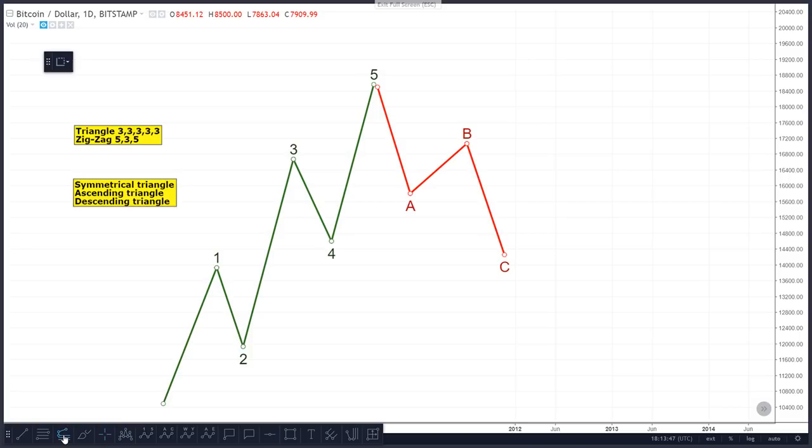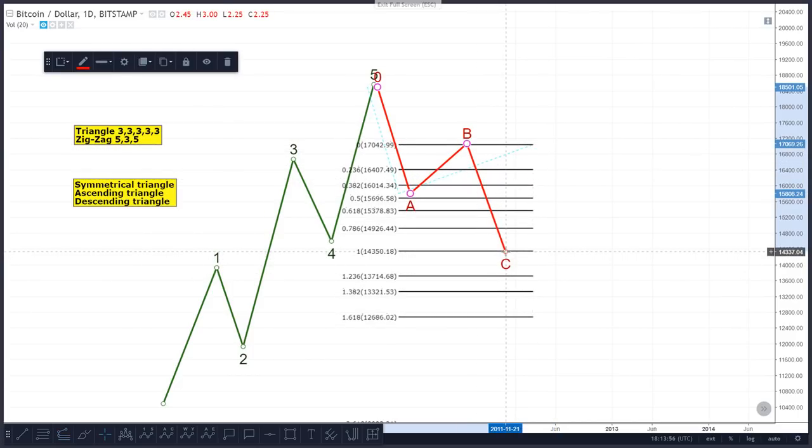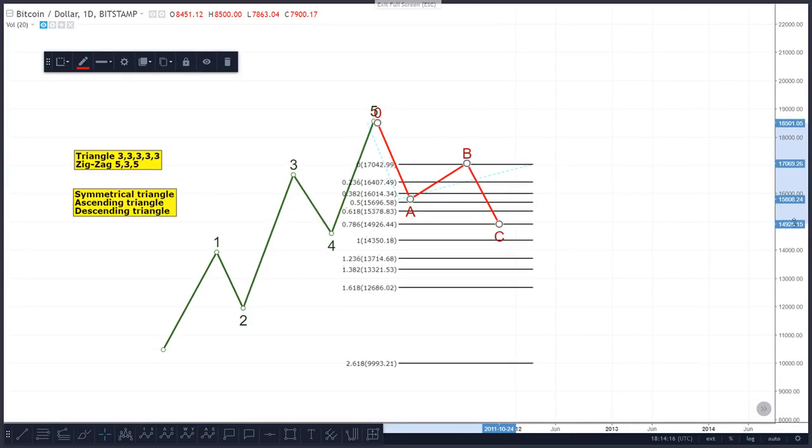So let's just plot that. If this is wave A, we do an extension from the beginning of wave C, and we can expect wave C to come to here, where it's a 1-to-1 ratio between wave A and wave C. However, it can come down very commonly to the 0.618. It could finish like that. The 0.786 is another common extension. Likewise, the 1.618 is a common extension. It could go to the 1.382 even.